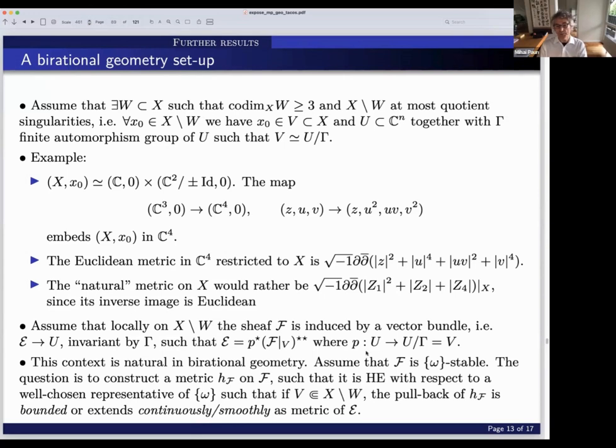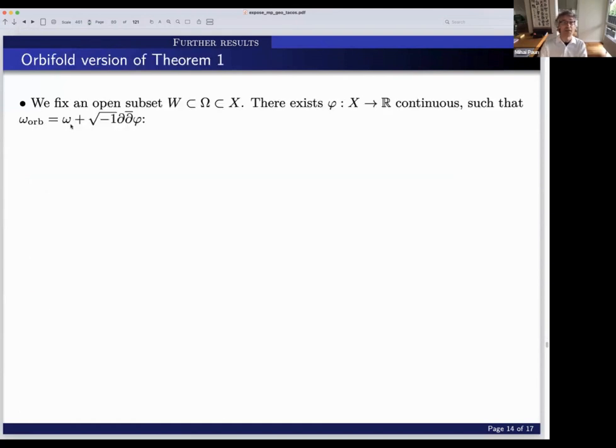What I want to say is that this context is actually very natural in birational geometry. Assume moreover that F is stable with respect to this class. Then the question is to construct a metric h_F on F which is Hermitian-Einstein with respect to some well-chosen representative of this metric, and in such a way that this metric also respects the orbifold structure that we have on F. So we are greedier and greedier, and let's look at the orbifold version of Theorem 1 that I want to present next.